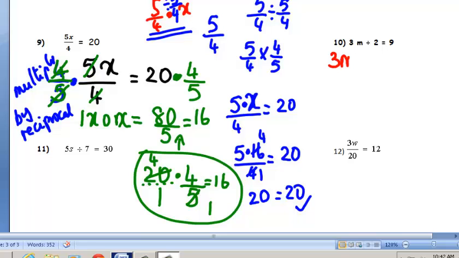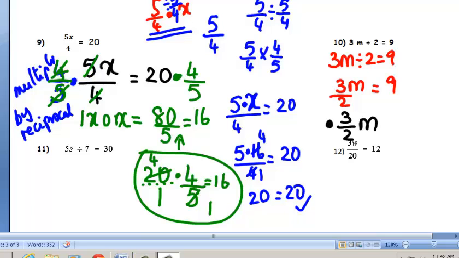I'm going to rewrite it as 3m divided by 2 equals 9. Rewrite this further and write it as 3m over 2 equals 9. Again, remember, multiply by the reciprocal. So 3 over 2 m multiplied by, what's the reciprocal of 3 over 2? Good. 2 over 3 equals 9 times 2 over 3. Now go ahead, 2 in the numerator, 2 in the denominator, 3 in the denominator, 3 in the numerator. So this ends up being 1.